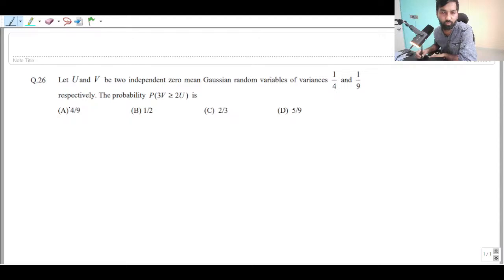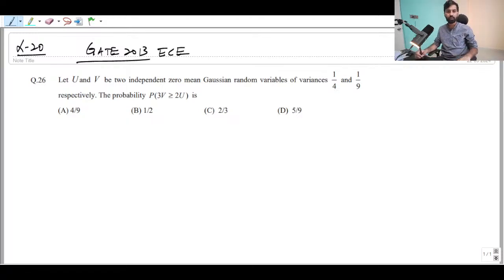So this is the question from lecture number 20, which was asked in GATE 2013 in the Electronics and Communication paper. Let us solve this question. I think this is one of the very important questions, and we can see how to solve this type of question.